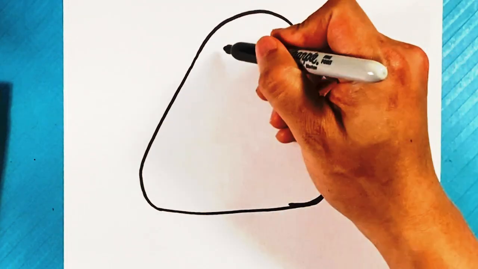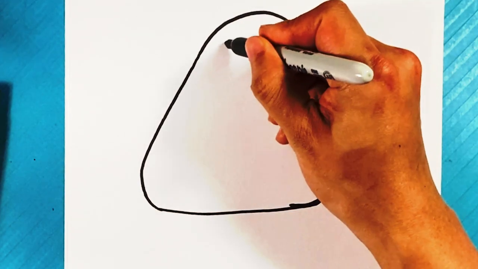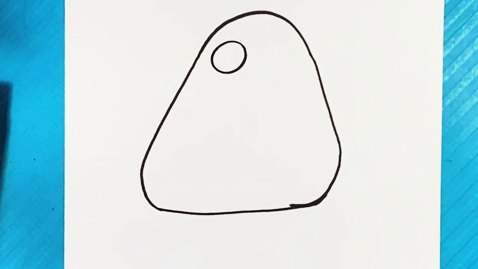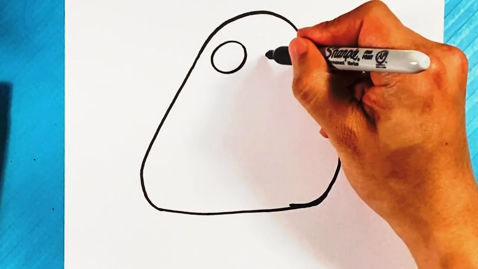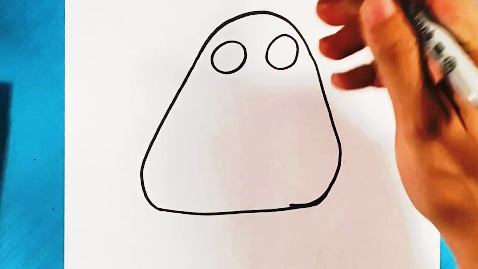Alrighty. Let's go over here and start with his face. So his eyes are gonna be bigger, right? So right here, circle. And then over here, circle as well for the other side. So remember, think about how you draw something cute.